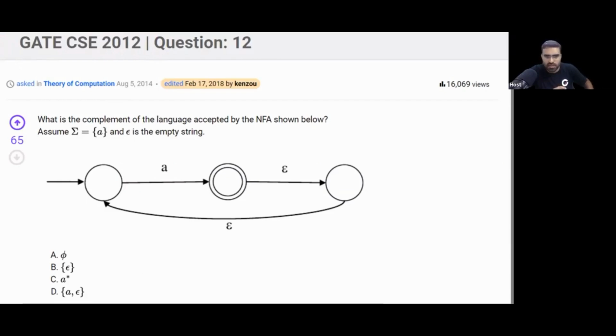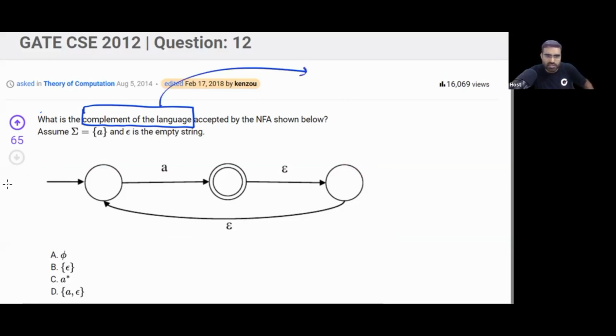So this question is your GATE exam question. Let's solve it. The question is asking, what is the complement of the language accepted by this NFA? This NFA is given to you. Remember, the question is asking for the complement of the language.